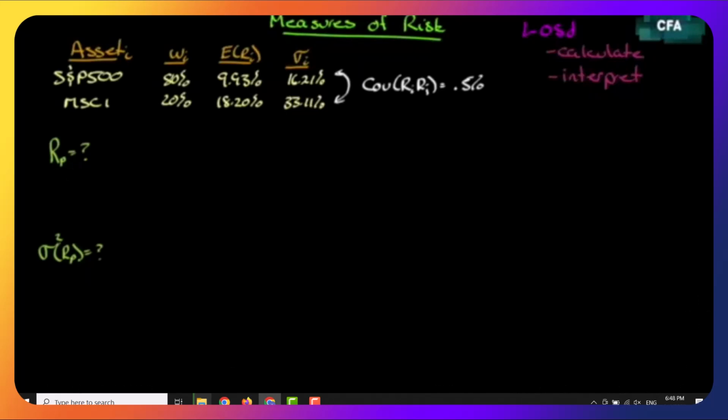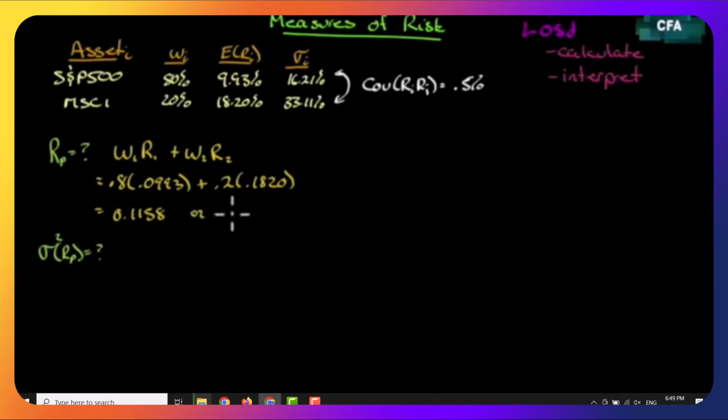So let's just move ahead here. The return we know is just the weighted average of the two returns. So it would be W1, the return on the first one, plus we'll weight the second one this way. That's all, and we just plug in the numbers, right? 0.8 times 0.0993 plus 0.2 times 0.1820, and that will give us 0.1158, or if you like it this way better, 11.58%. That should be fairly straightforward for everyone. It's just a weighted average of the two returns. Great.